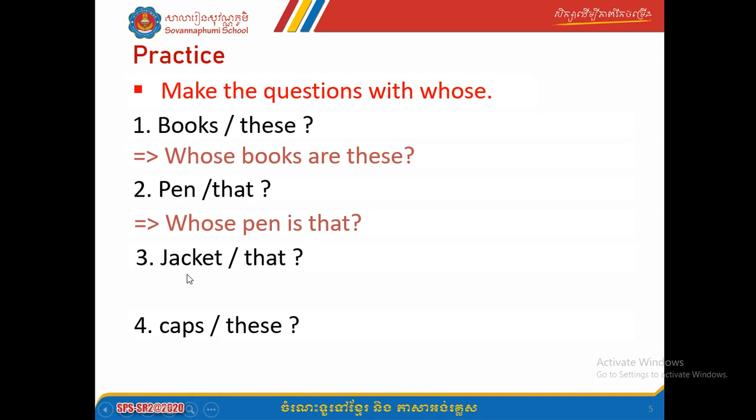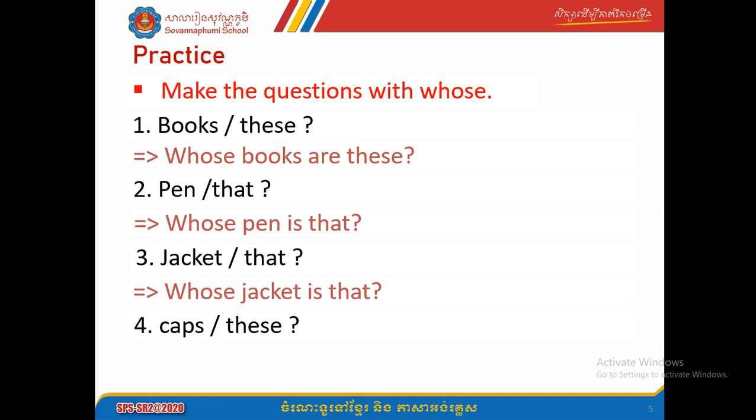Number 3, jacket that. See, jacket no s. Okay, so you're gonna say whose jacket is that, or whose jacket are these? Okay, jacket no s, so I'm gonna say whose jacket is that? Whose jacket is that?